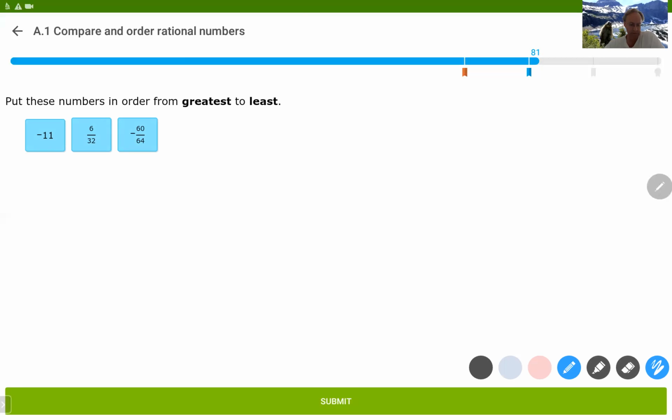Greatest to least. So we want the largest part. We want the positive first. So the positive goes first, and the big negative goes last.